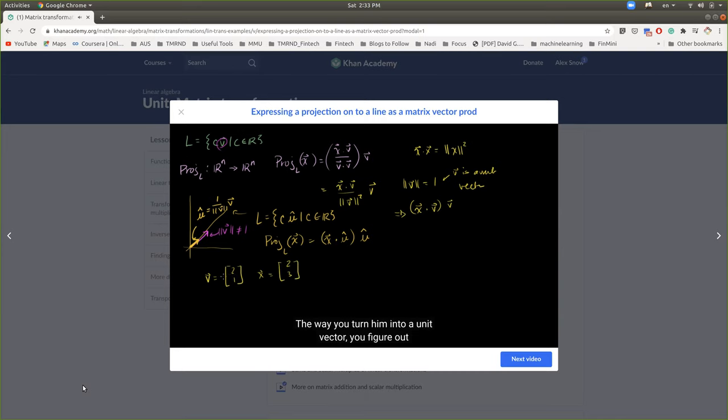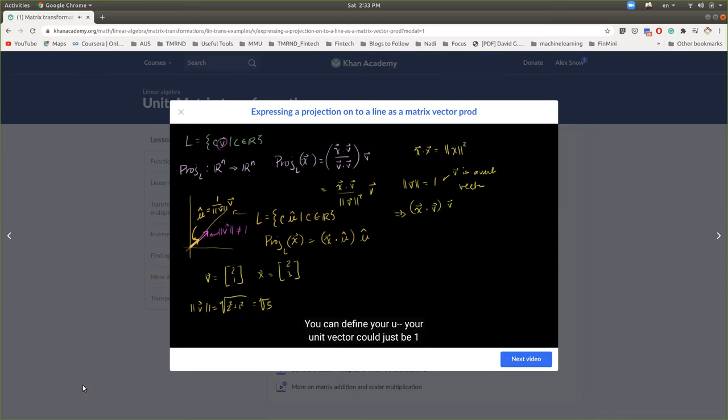The way you turn him into a unit vector is you just figure out the magnitude. So in this case, the magnitude of V is equal to what? Let me just write it's equal to the square root of 2 squared plus 1 squared, which is equal to the square root of 5.